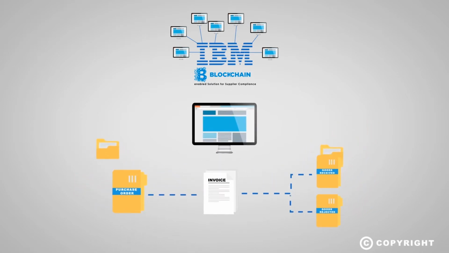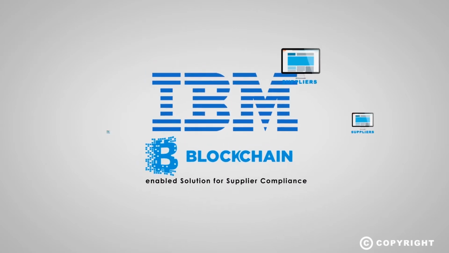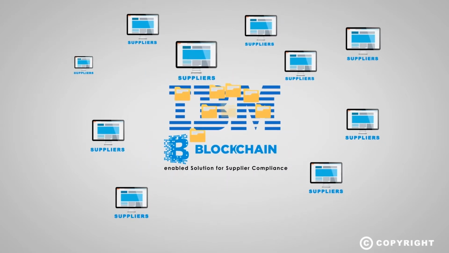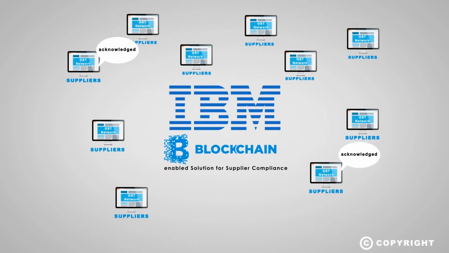Further, the solution ensures that the systems of the manufacturer and the supplier get GST-compliant and mutually validated information to be uploaded to the GST network. Moreover, IBM uses smart contracts to notify discrepancies to the supplier and get his acknowledgements, and also clear the tax component of payment to the supplier only after the data reconciliation is done.